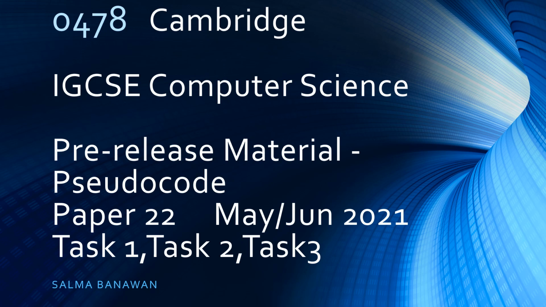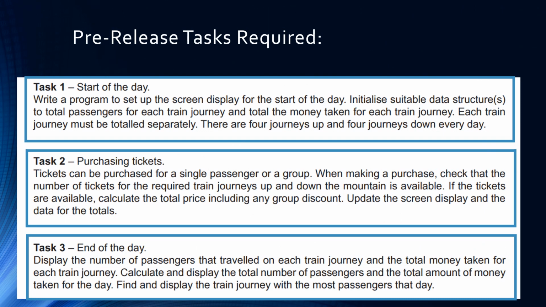This time we're doing it in pseudocode. As you know, the pre-release has 3 tasks and they're about a train station. We want to display how many tickets are left. There are trains going up the mountain, 9 o'clock, 11 o'clock, 13 o'clock, 15 o'clock, and trains going down the mountain, 10 o'clock, 12 o'clock, 14 o'clock, and 16 o'clock.